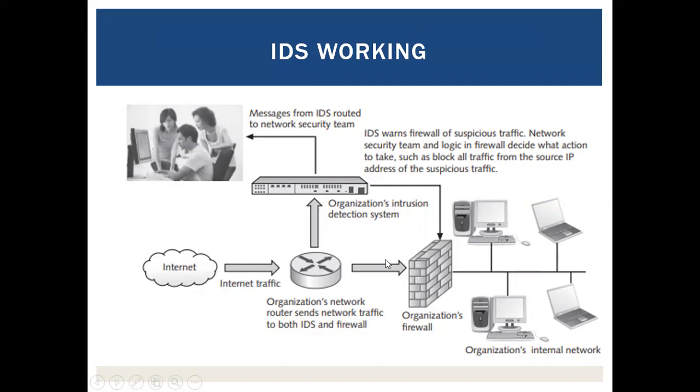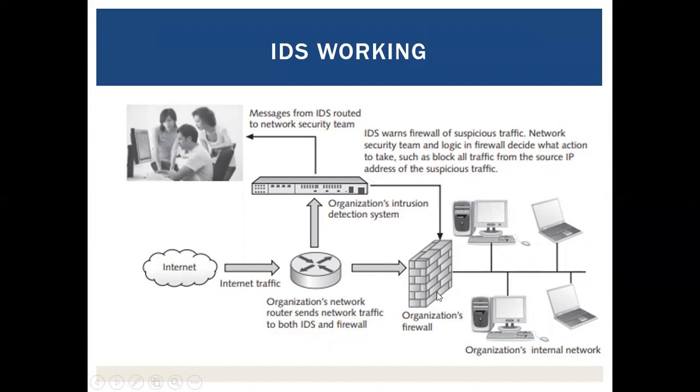The organization's network router sends the network traffic to both the IDS and the firewall. Now the IDS warns the firewall of suspicious traffic. The network security team and logic in the firewall decide what action to take, such as blocking all traffic from the source IP address of the suspicious traffic, or allowing it.